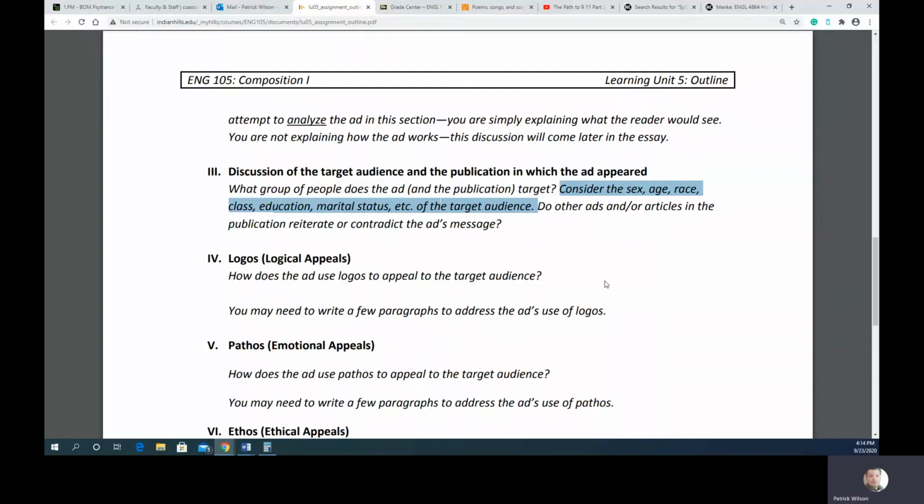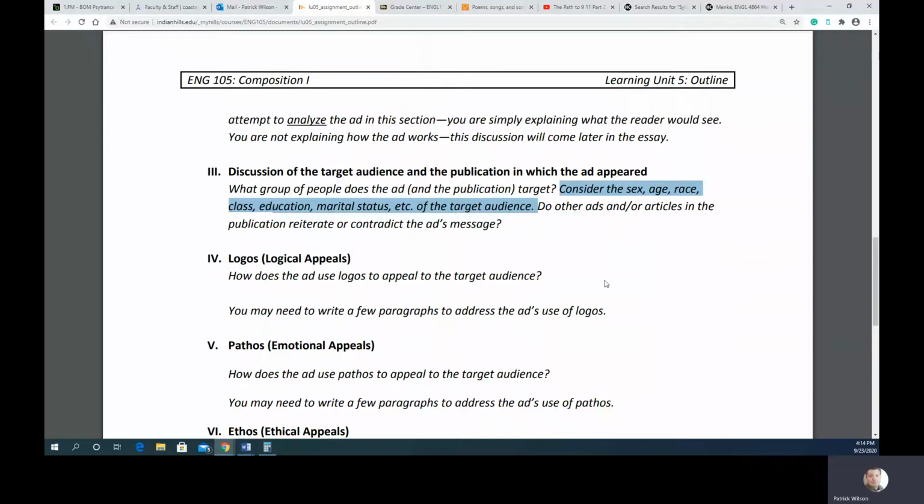Right. So if you were selling, let's say, Dove shampoo, who would be your target audience for Dove shampoo? Would it be kids? Would it be teenagers? Would it be young women? Would it be young men? Would it be babies? I mean, you've got to kind of figure that out. And it all depends on what your ad is.